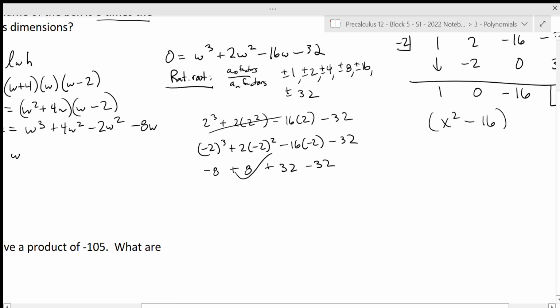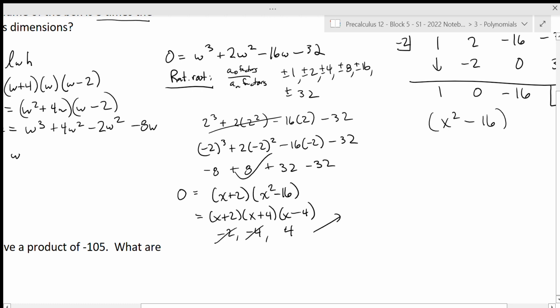I'm going to rewrite this now, going back over here, as 0 equals x plus 2 times x squared minus 16, and that's going to be equal to x plus 2, x plus 4, x minus 4. So now my answers are negative 2, negative 4, and positive 4. Of these, only positive 4 is going to work. We reject the others because lengths must be positive.